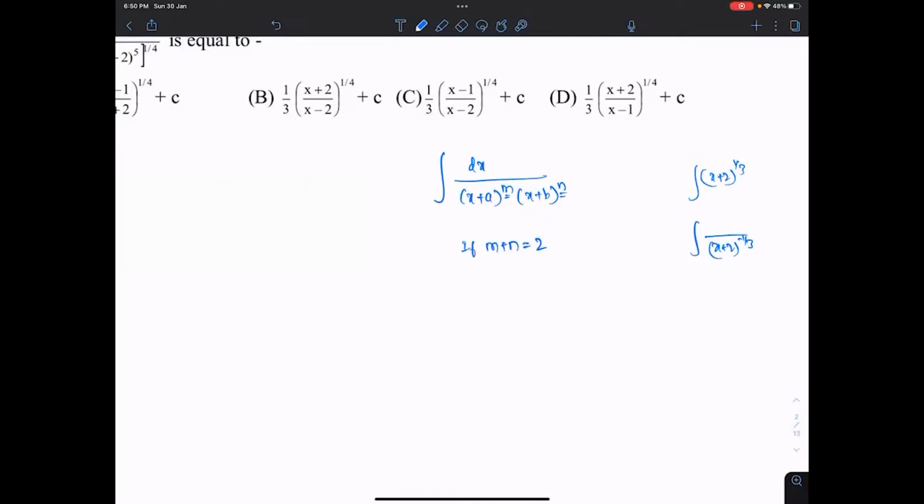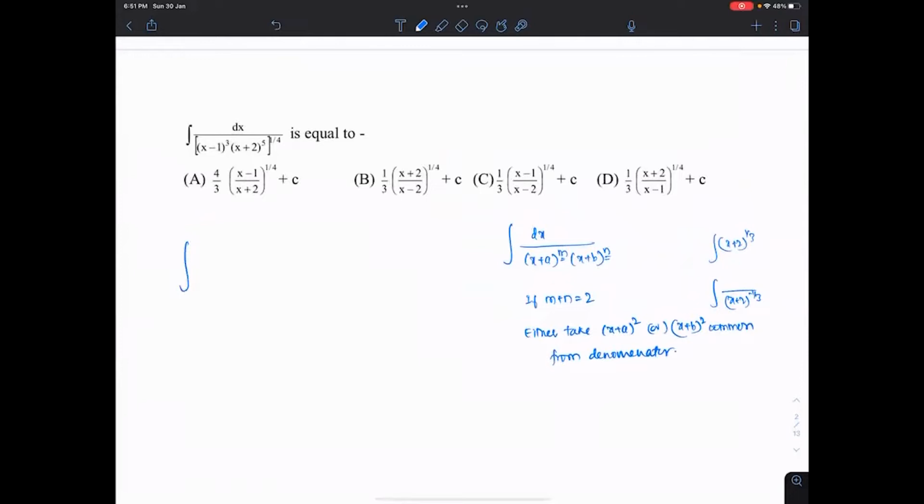Then what you do is either take x plus a common or x plus b common from the denominator. So either take x plus a whole square or x plus b whole square common from the denominator. Okay, let us see how to do it. Here, integral dx by x minus 1 power 3 by 4 into x plus 2 power 5 by 4. Now, what is the sum of these two powers? 3 by 4 plus 5 by 4, that is 2.